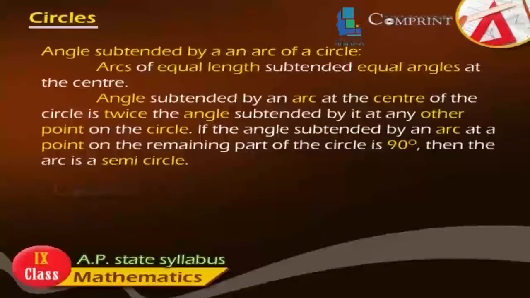Angle subtended by an arc of a circle. Arcs of equal length subtend equal angles at the center. The angle subtended by an arc at the center of the circle is twice the angle subtended by it at any other point on the circle. If the angle subtended by an arc at a point on the remaining part of the circle is 90 degrees, then the arc is a semicircle.